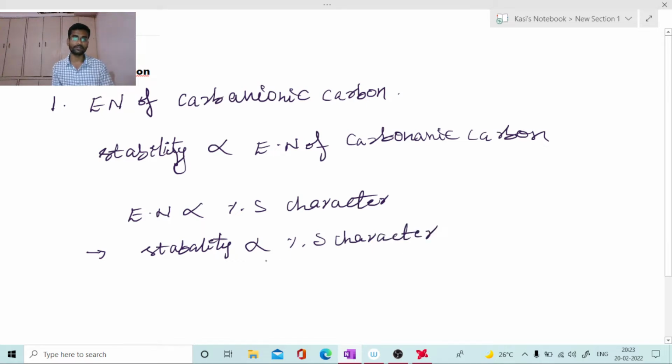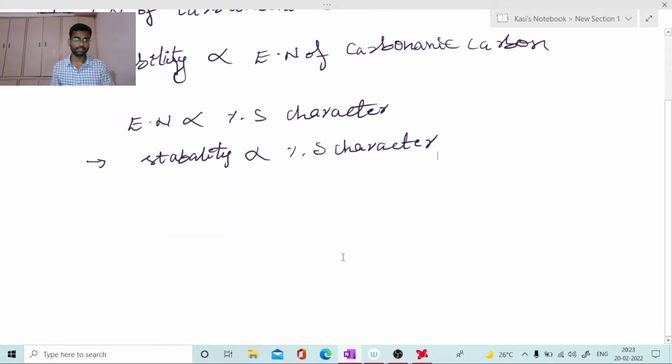Suppose we take some examples. The first one is CH3-CH2 minus. It is one of the carbanions. Then one more, CH2=CH minus. Then one more, CH≡C minus.